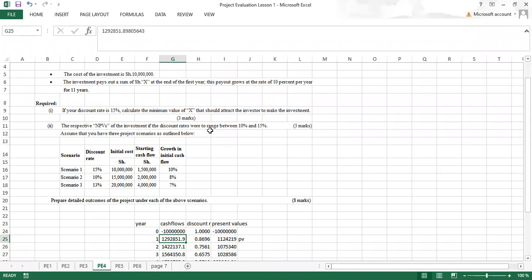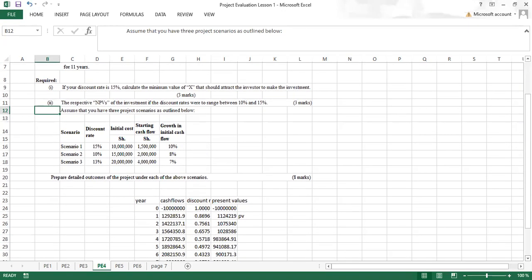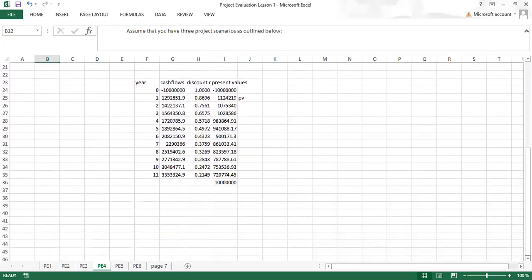So we'll go to the second part, that one was over 3 marks. The respective NPVs of the investment if the discount rate ranged between 10% and 15%. This one is part 3. Now part 2 just maintains here on this line. So here we'll create something called the data table.